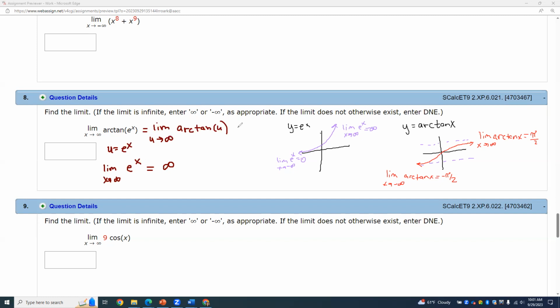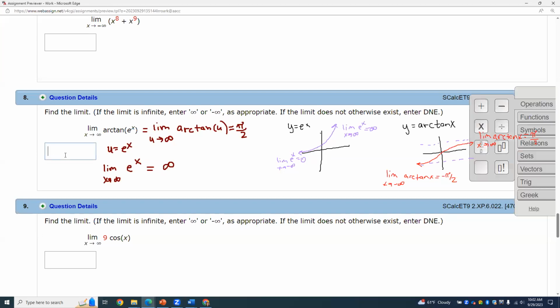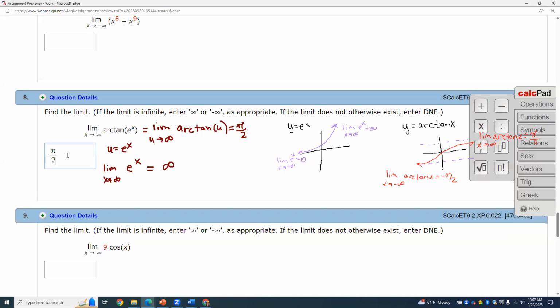Now we can just evaluate the limit as u approaches infinity of the arctan of u. That's when we go back to our other graph, where the limit of arctan as x goes to infinity is just pi over 2. I hope that made sense. That's a super quick, general rundown on all of these problems in 2.6, but I know there are a lot.